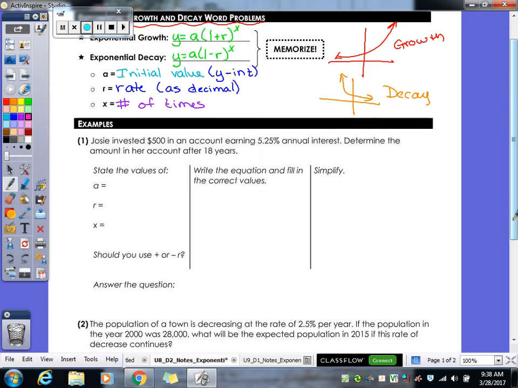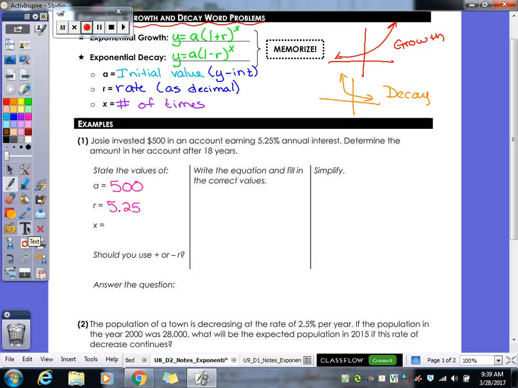So let's take a look at our first question. Josie invested $500 in an account earning 5.25% annual interest. Determine the amount in her account after 18 years. So let's go through what we know. A, as I said, is our initial value. So how much did she start with? So A is 500.